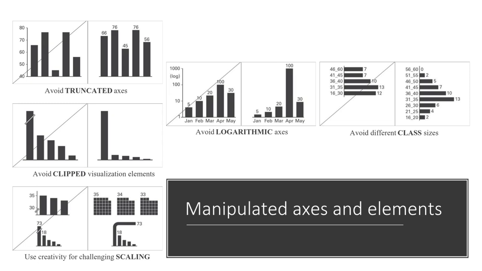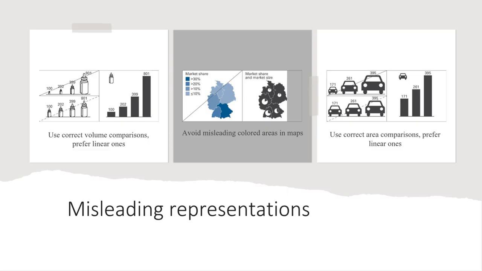Manipulated axes and elements. 5 ways that charts can mislead. Truncated axes that exaggerate differences, clipped elements that hide data, logarithmic axes that compress dramatic change, inconsistent class sizes that make comparisons invalid, and scaling problems that can be solved honestly with the right technique. Being able to spot these patterns and avoid producing them is a fundamental skill for anyone who builds or presents data.